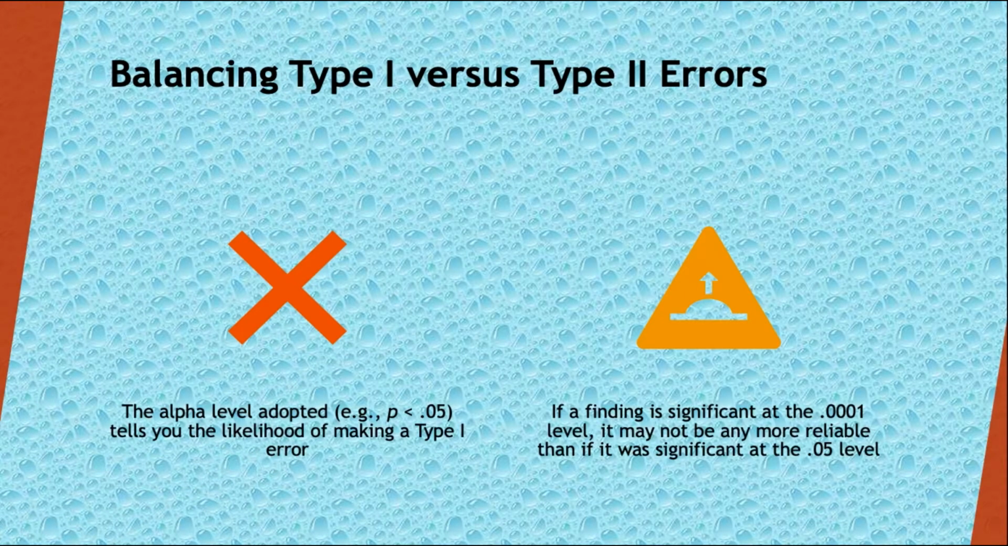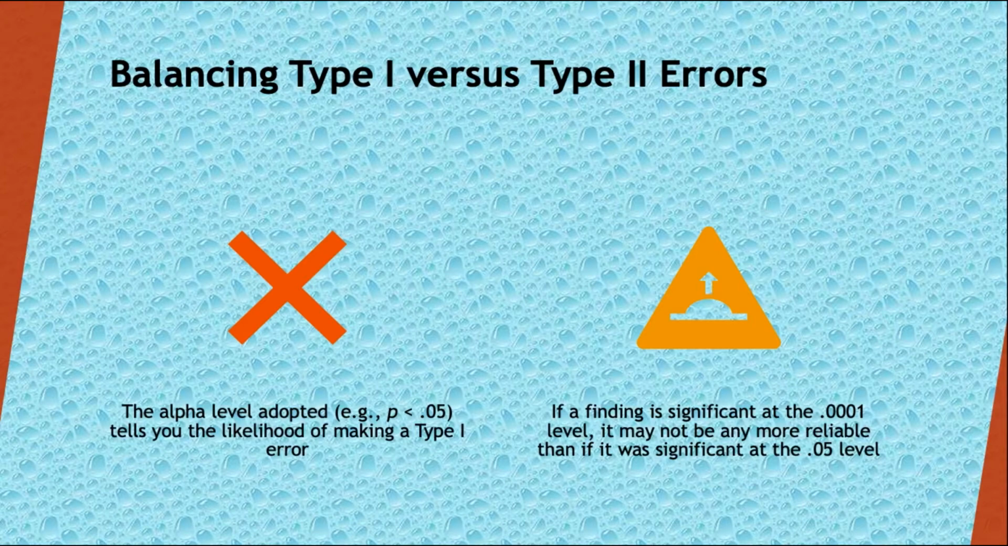So, balancing type 1 versus type 2. In research, an alpha level of 0.05, or 1 chance in 20, is usually considered the maximum acceptable rate of type 1 error. Sometimes in some research, they even consider 0.1, or 1 chance in 10. This level provides reasonable protection against type 1 error while also maintaining a reasonable level of power for most analyses. Of course, if you want to guard more strongly against type 1 error, you can adopt more stringent alpha levels such as the 0.01 level, or 1 chance in 100.